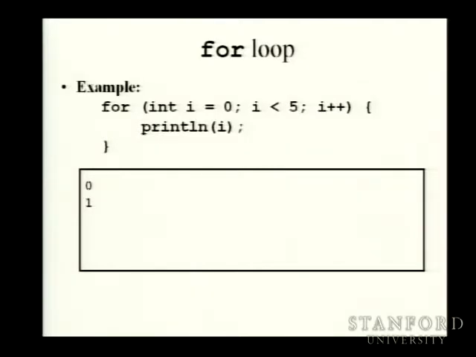It's still less than 5. It prints it out. It adds 1 to i. It's now 2. Less than 5. It prints it out. Adds 1 again. It's 3. It prints it out. Adds 1 again, it's 4. Now, after it prints out 4, it adds 1 to i again. Now i has the value 5.